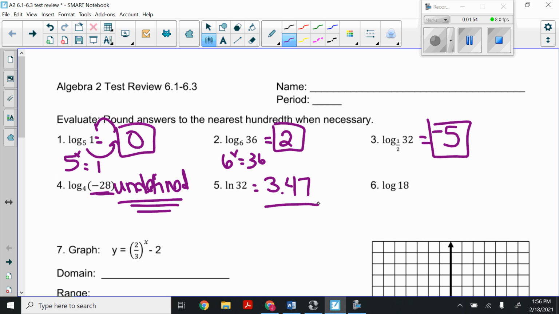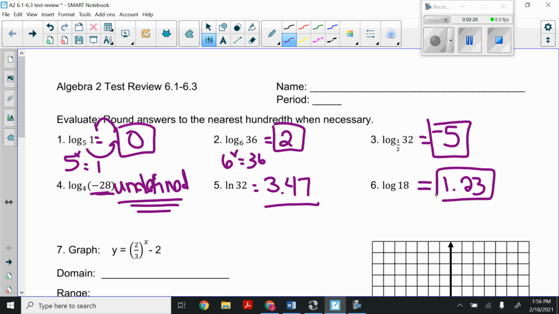Number 6, log of 18, so 10 to what power is equal to 18? Again, that's not going to be a nice whole number, and since it's a log, we can type that in our calculator, so log 18, 1.23. All right, so we evaluated our logarithms. Just remember, evaluate means you need a number for an answer.